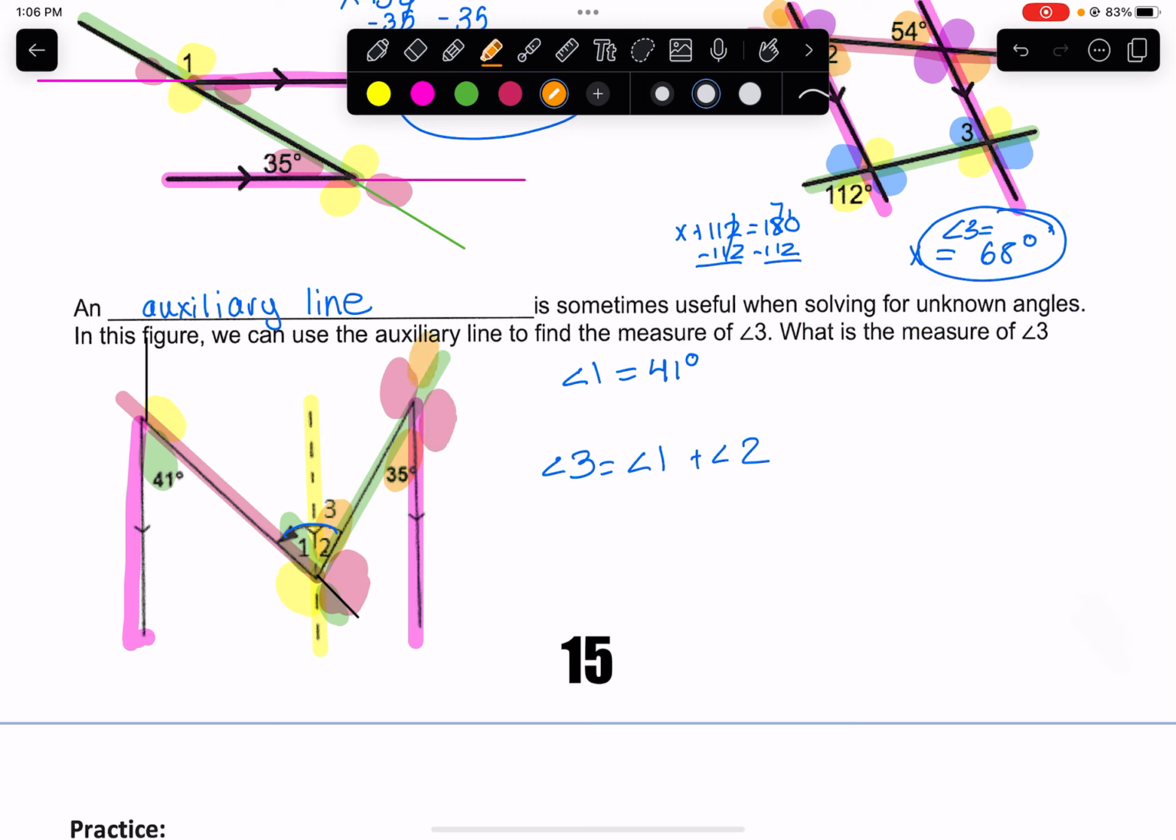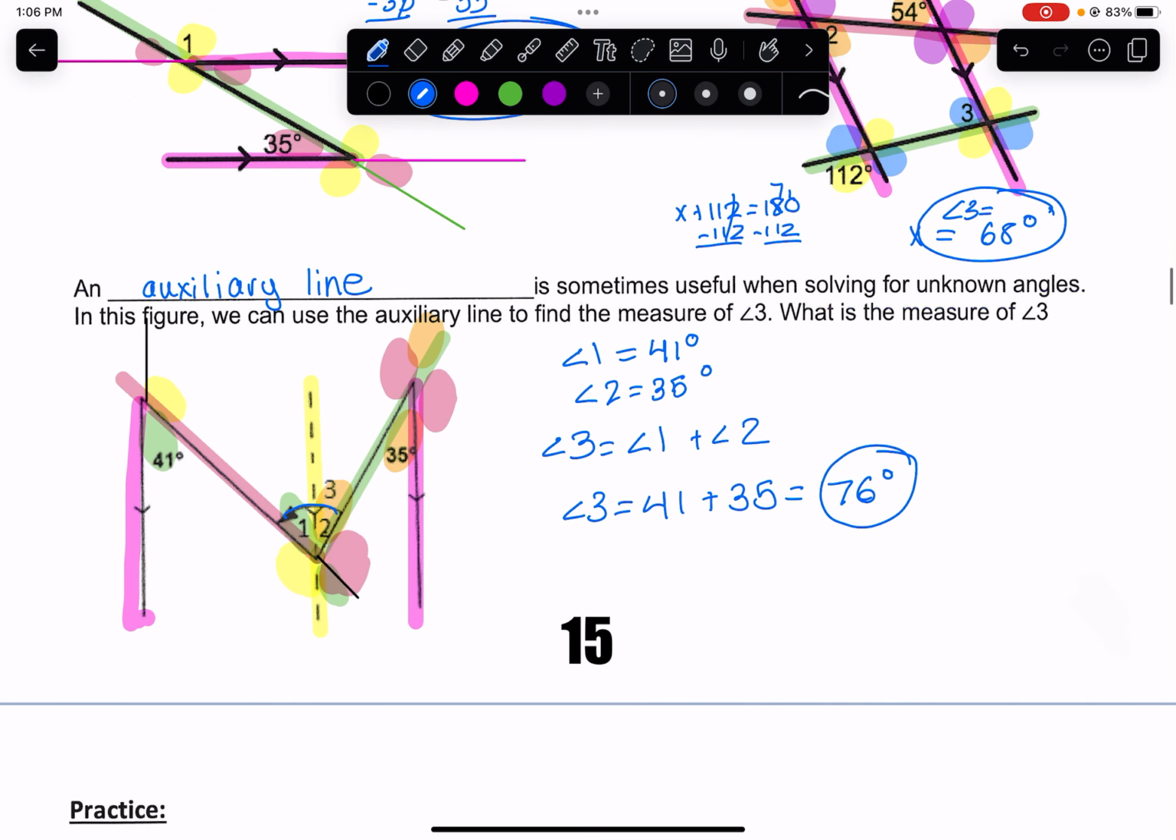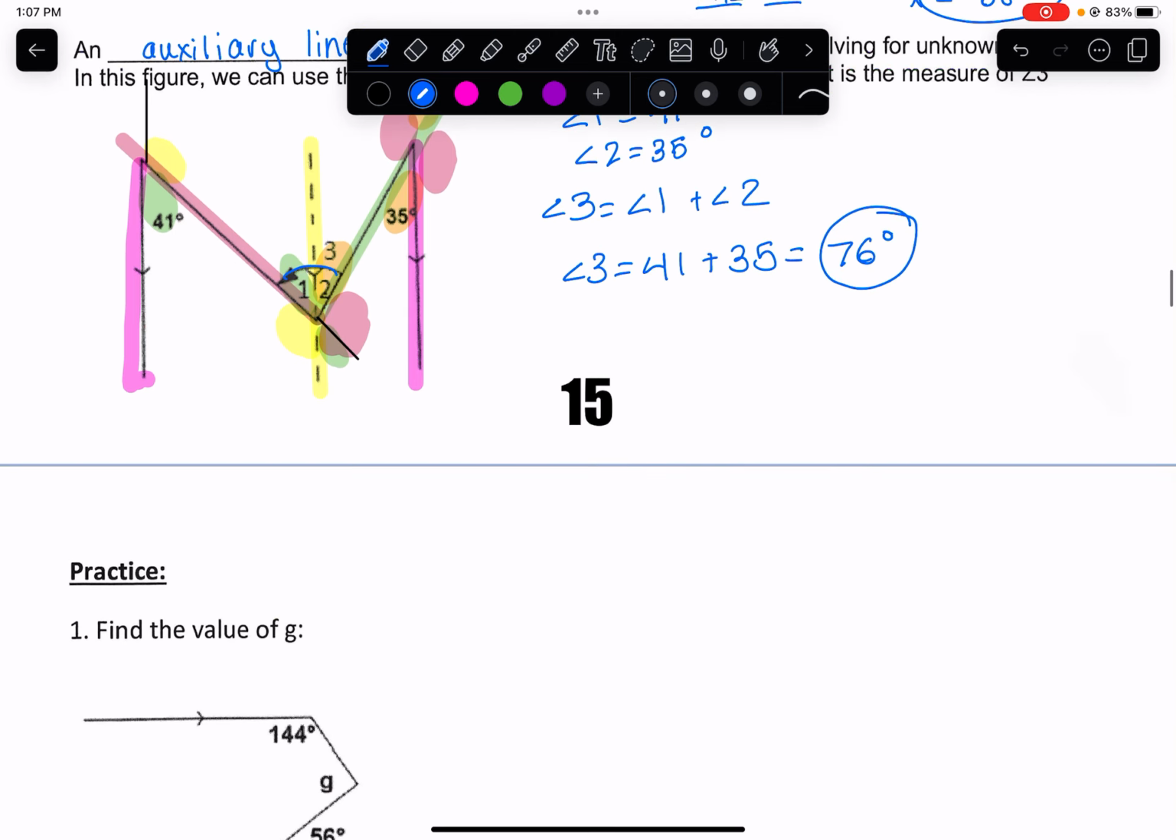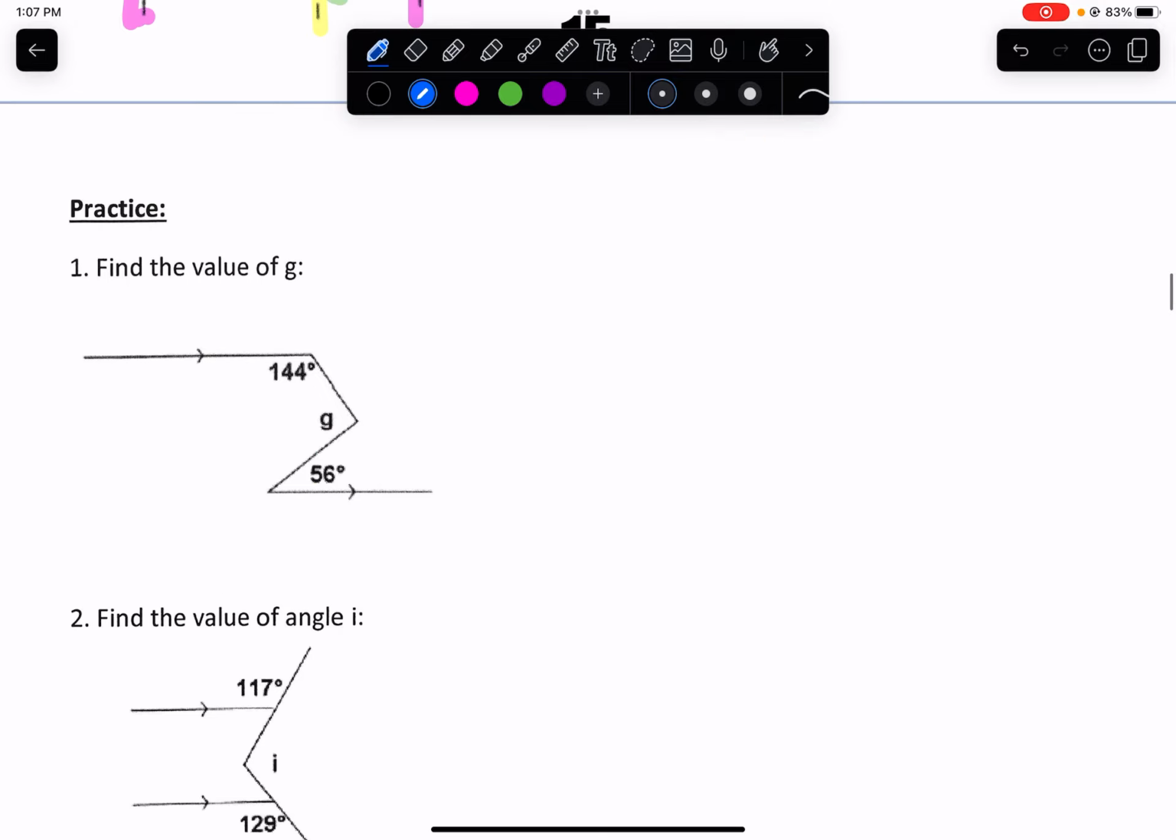So I can see that angle 2 is equal to 35 degrees because it's the same color. So angle 3 is equal to 41 plus 35, which gives me 76 degrees. So you're basically using the auxiliary line to split it up into two sets of parallel lines and then using the relationships to find the middle angle.